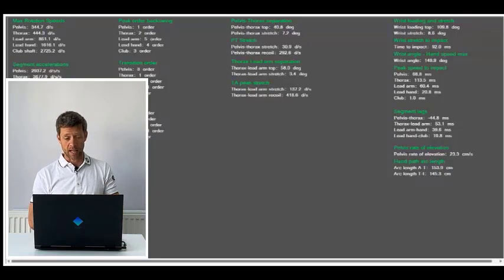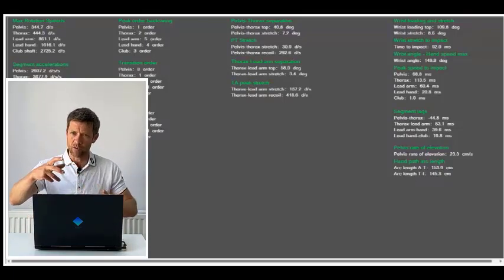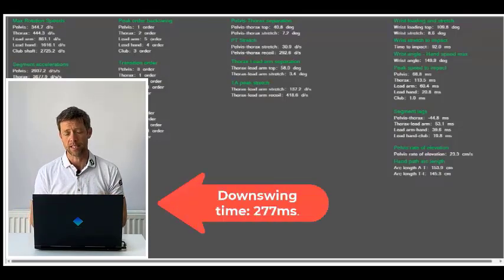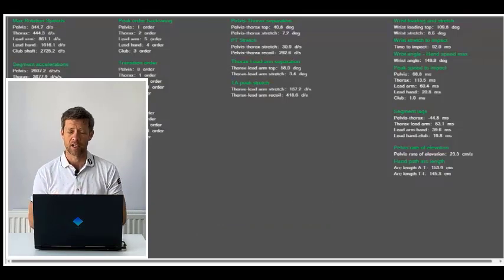We look once again, as shown by the circle on the screen, at the downswing time. Their whole duration of downswing is 277 milliseconds. So that stretch is actually being held until 92 milliseconds in advance of impact.